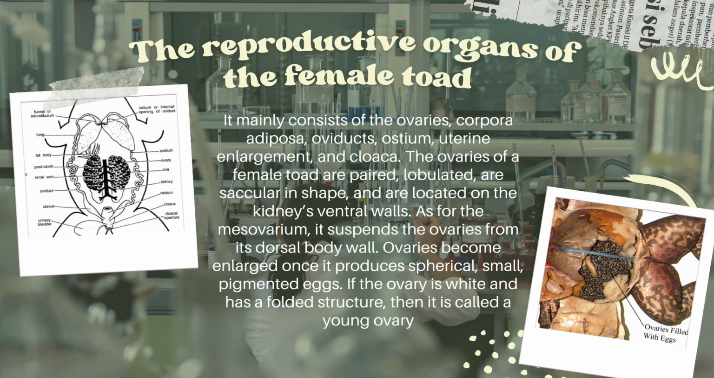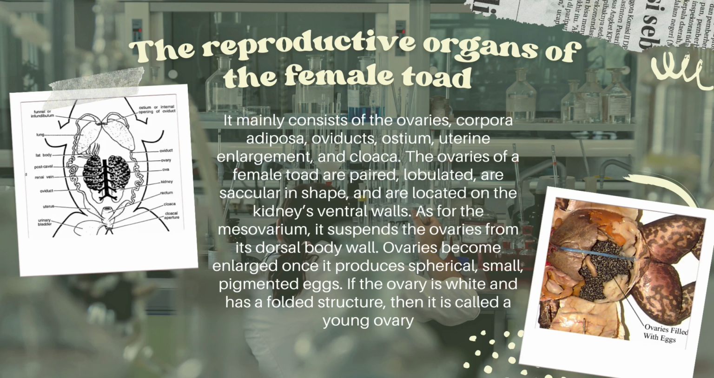Corpora adiposa, also known as fat bodies, are yellowish and have finger-like structures. As for the oviducts, they are white, long tubes located on each side of the ovary. They are also very complex and intricately coiled.